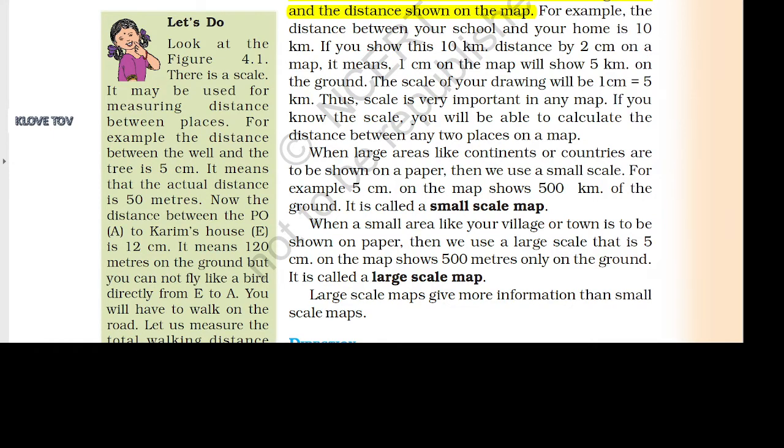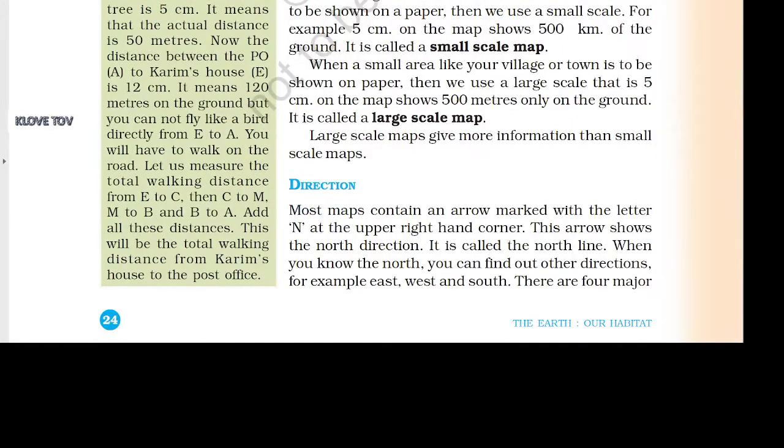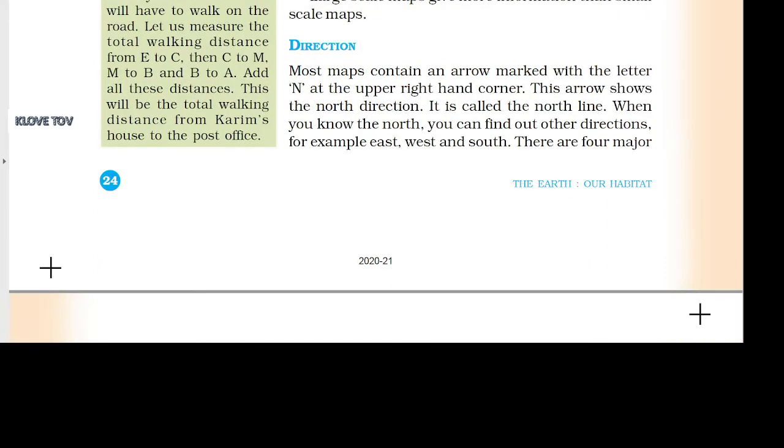When large areas like continents or countries are to be shown on a paper, then we use a small scale. For example, 5 centimeters on the map shows 500 kilometers on the ground. It is called a small scale map. When a small area like your village or town is to be shown on paper, then we use a large scale, that is, 5 centimeters on the map shows 500 meters only on the ground. It is called a large scale map. Large scale maps give more information than small scale maps.